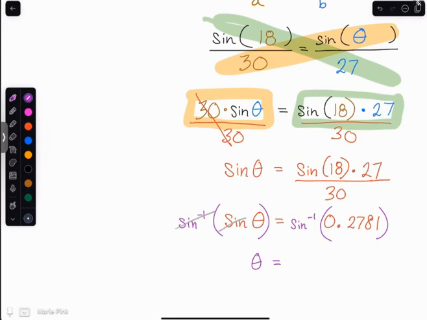And then I just need to type inverse sine into my calculator. Now that's a special button. You cannot just do sine to the -1. It's an actual button, so you got to find it. And I'm going to type this number in. And I get 16.15 degrees, which is about 16.